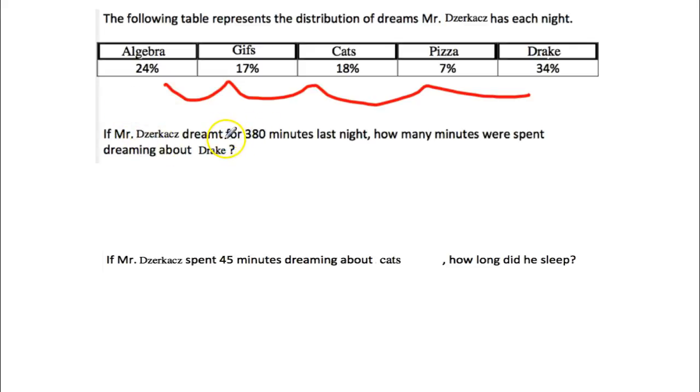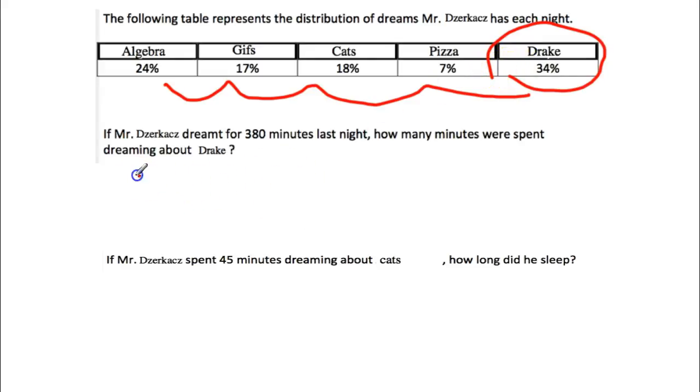Alright, so how can we do this? I like to write these in a simpler problem. It asked me about Drake, right? That's over here. That's 34%. And I have 380 minutes. That's the total. So that's the total. How many minutes were spent dreaming about Drake?